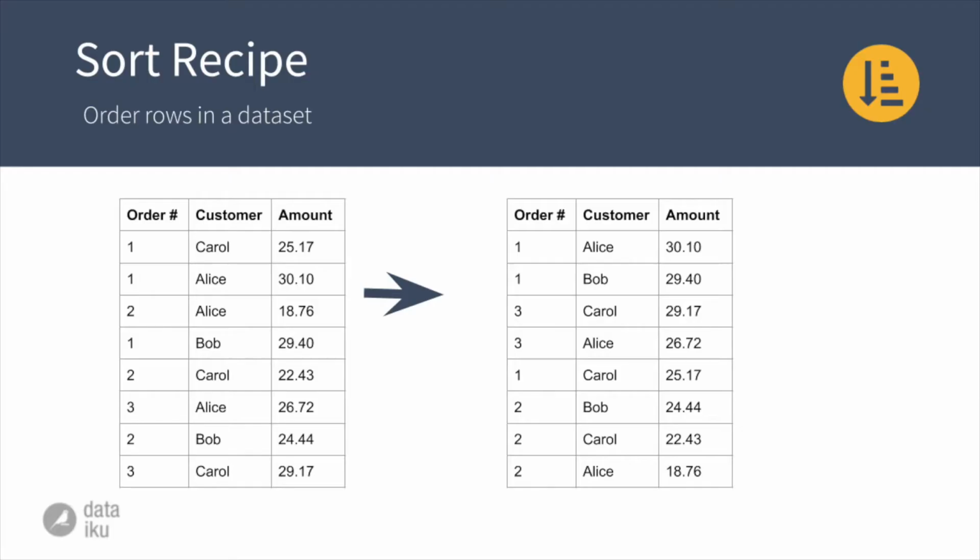The primary use case for the sort recipe is to arrange the rows of a dataset according to values of one or more sort columns. For example, we can order a transaction log from the order with the largest value to the lowest. Now let's look at a live project.